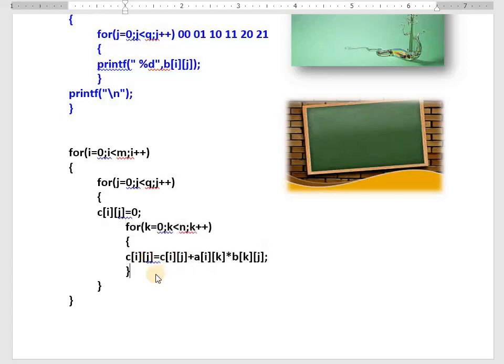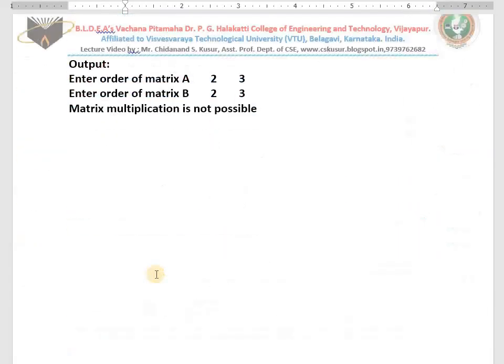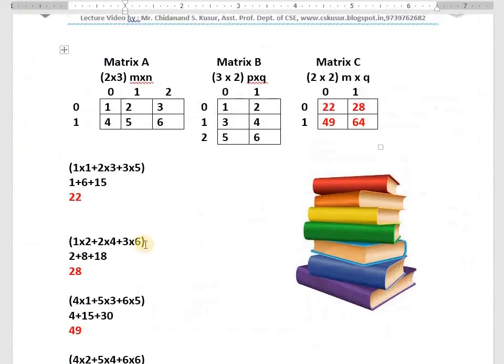How many times do we multiply? Do you know how many times we multiply? We multiply column times of the first matrix, or rows of the second matrix. N times: 1 into 2, 1 into 2, 2 into 3, 3 into 5. How many times do we multiply? 3 times. 3 times we multiply, 3 times we make the sum. That is n times or p times. N is also 3, p is also 3.